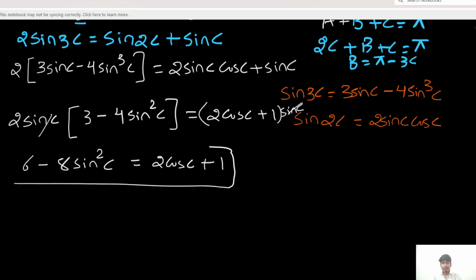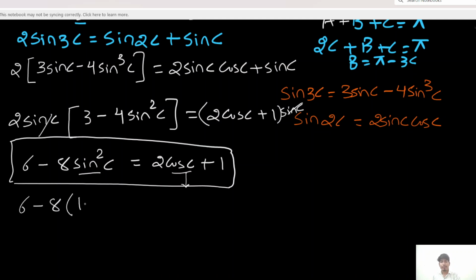We can see this equation is solved by sine or cos. But if we change cos into sine, then this is very difficult. We change sine into cos, then this is 6 minus 8 into 1 minus cos square c. Why? Because sine square c plus cos square c is equal to 1. Then what is the value of sine square c? This is 1 minus cos square c.